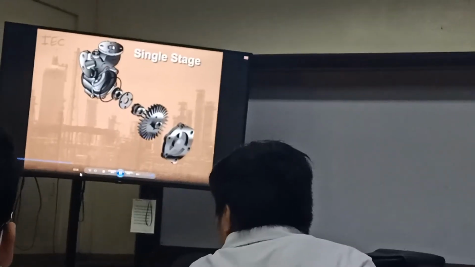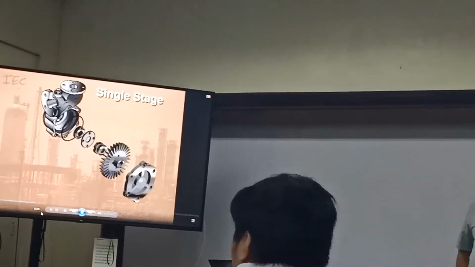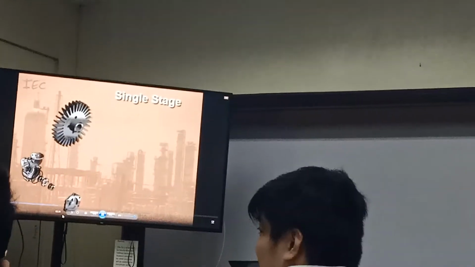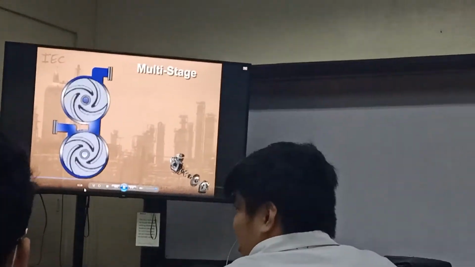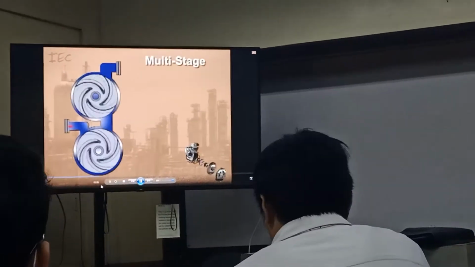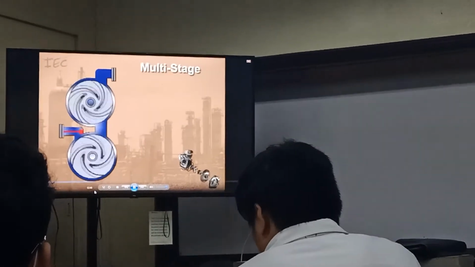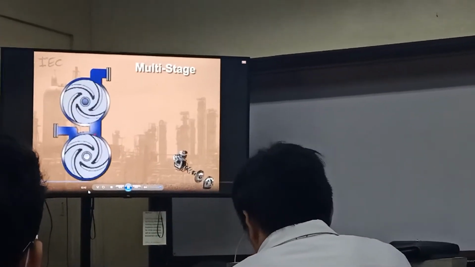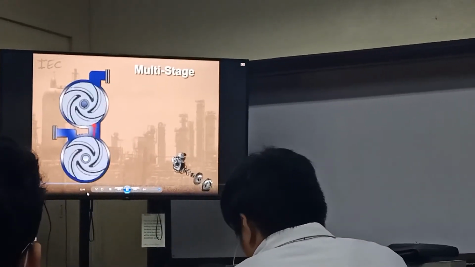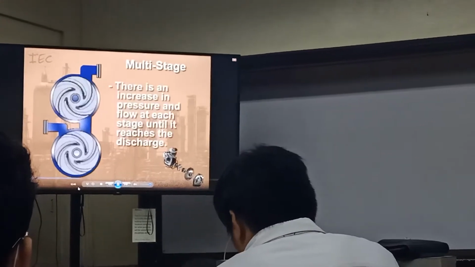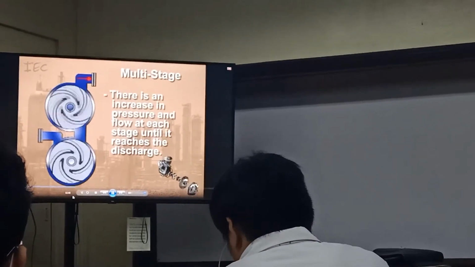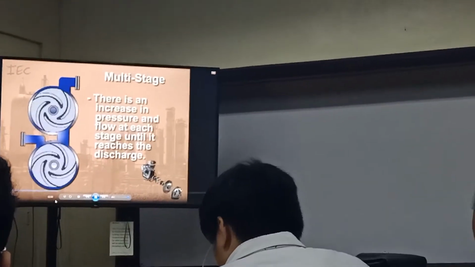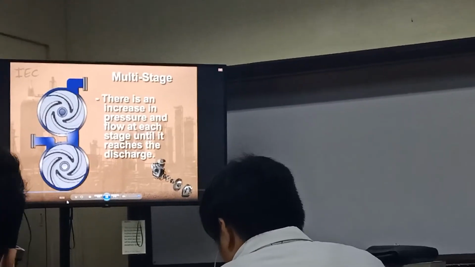The simplest type of centrifugal pump is a single-stage pump. A single stage has only one impeller. In a multi-stage pump, the fluid enters the suction eye of the first stage impeller and is sent into the suction of the second stage impeller. The fluid flow and pressure will continue to increase at each stage until it reaches the discharge.